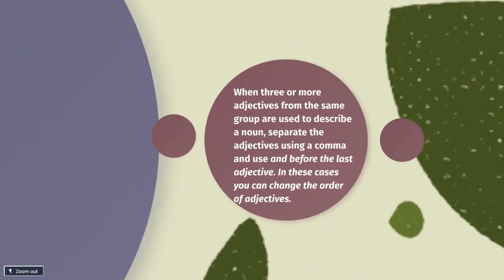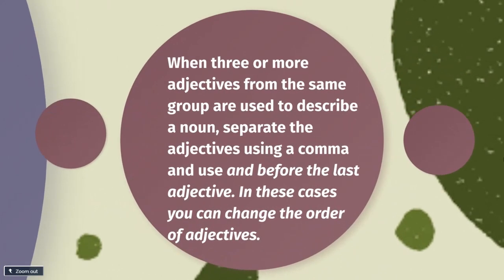Then we will go into number 2. When 3 or more adjectives from the same group are used to describe a noun. Remember, in the last case, that means in number 1 also, we studied the same thing, same group. Over here also it is saying the same group, but it is saying 3 or more. If there are 3 or more from the same group used to describe a noun, separate the adjectives using a comma. So here we will have to use a comma, and not only comma, we also use and.